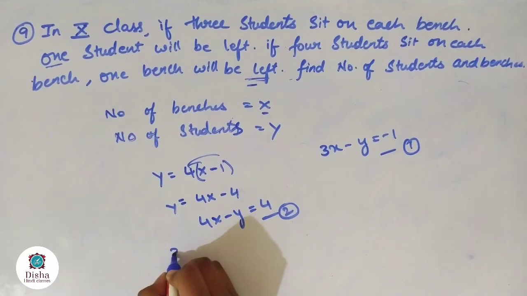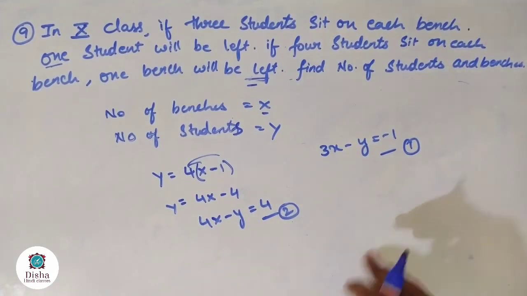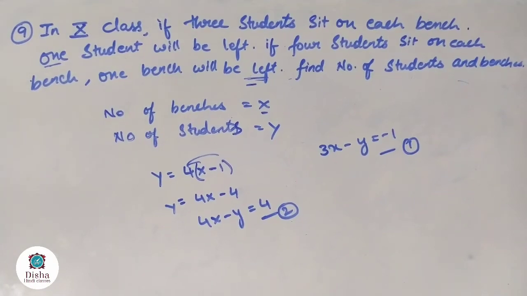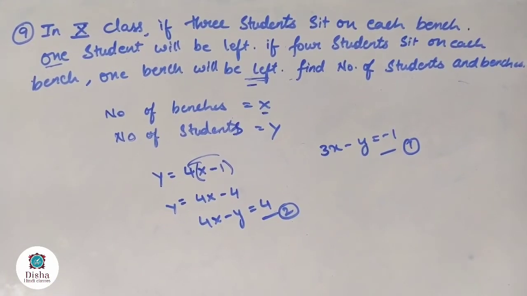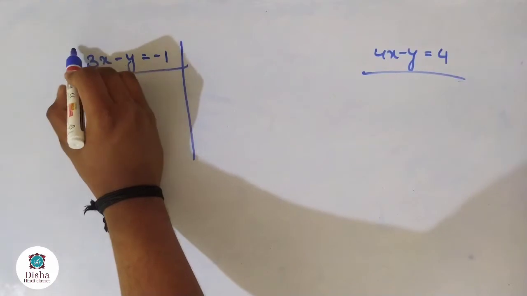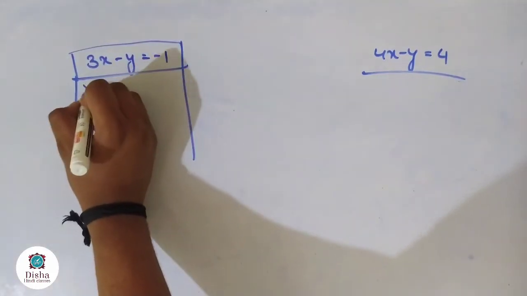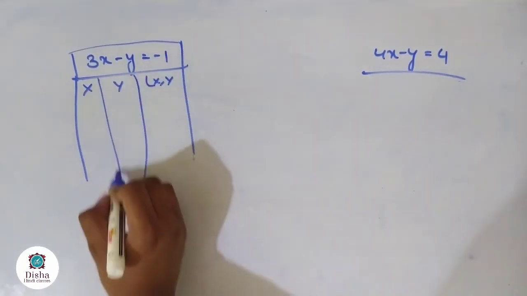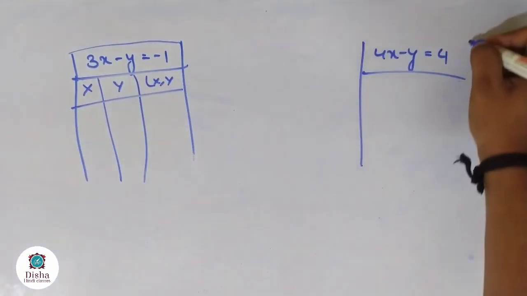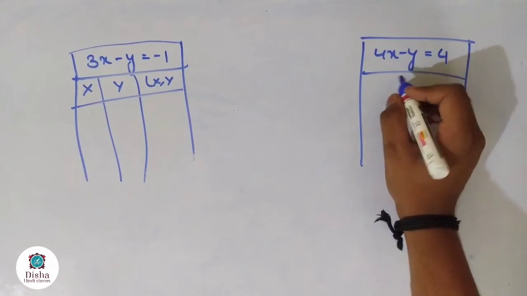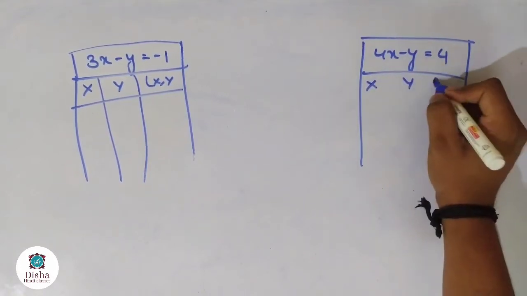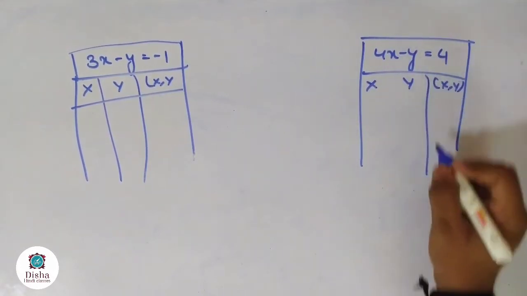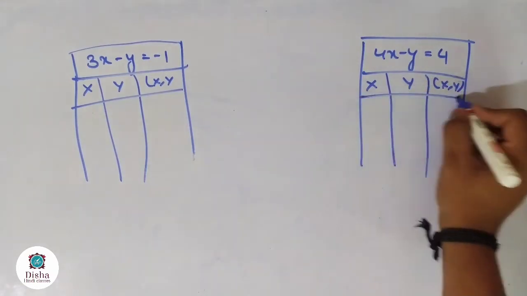For the first equation, I think space will not be considered here, so I'll draw in the next one. 3x minus y equals minus 1 was the first equation for us. So x, y, x and y. And 4x minus y equals 4 is the second equation which we got, with x, y, x and y.